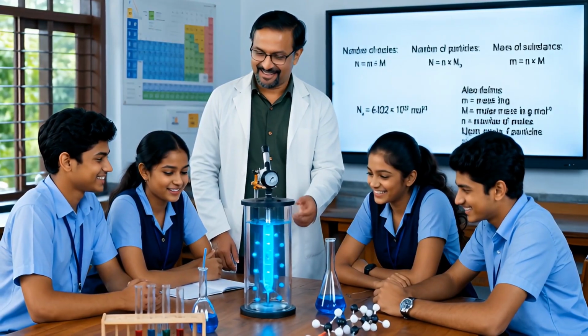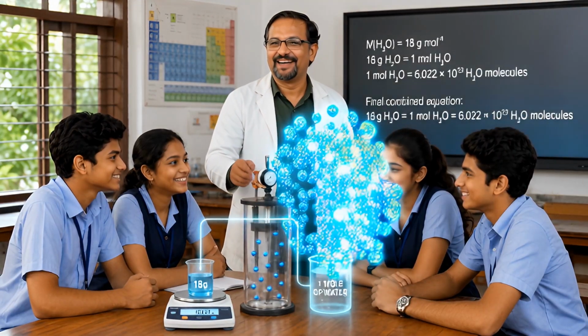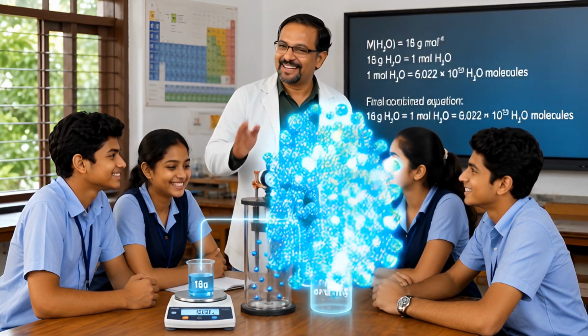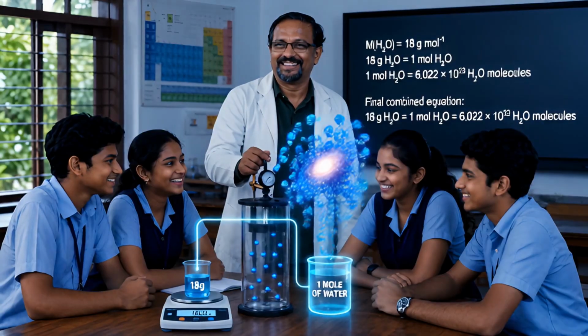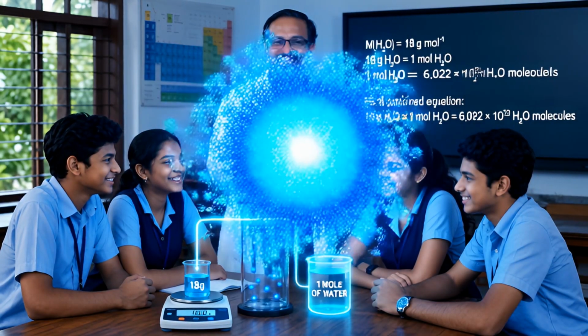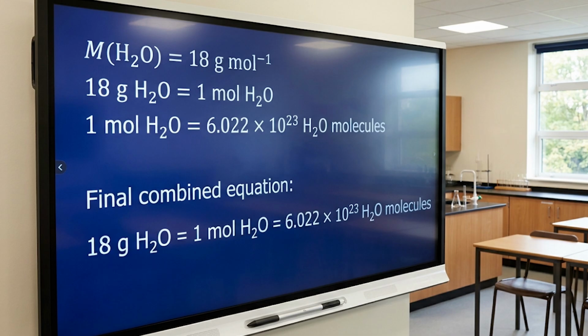What should we do to find mass? Take the number of moles. When it is multiplied by molar mass, the mass of the substance is obtained. Mass equals number of moles multiplied by molar mass. Let us take water as an example. Take 18 grams of water. 18 grams of water means 1 mole of water. 1 mole of water contains Avogadro's number of water molecules. Let us remember this fact.